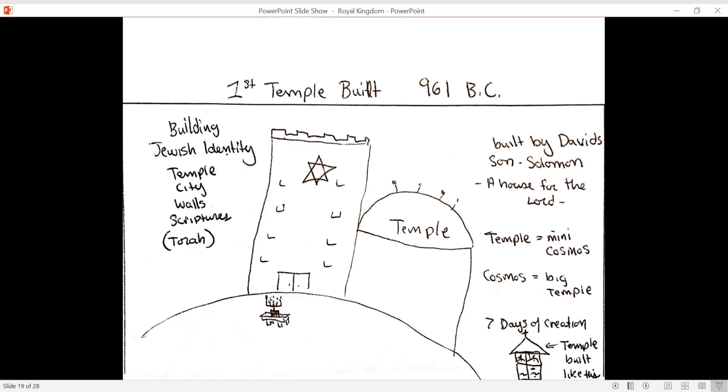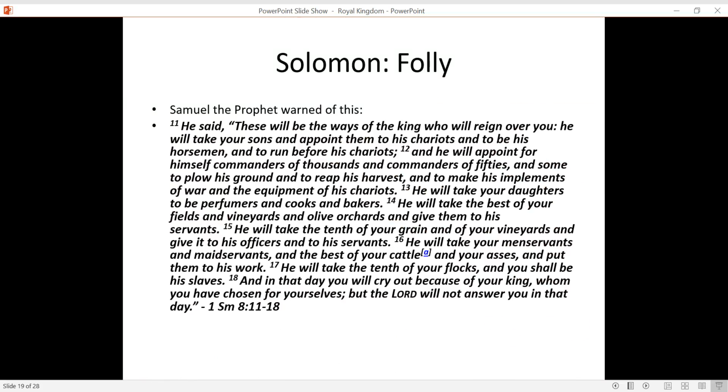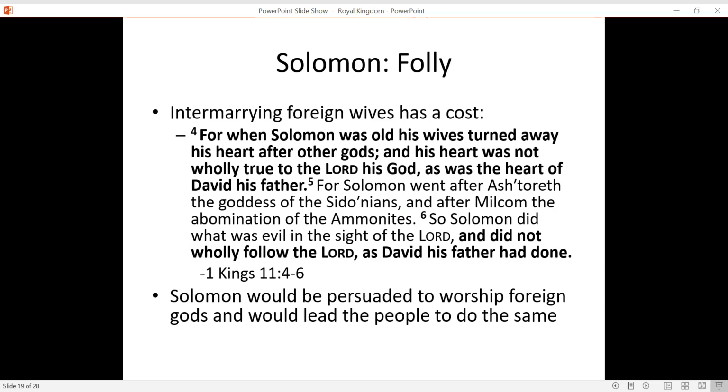In the person of Jesus, in his humanity and his divinity, it's like the temple. It's like the Garden of Eden. In the person of Jesus, God and man meet. So like the 7 days of creation, the temple is built to image Eden, and it foreshadows Jesus Christ himself. Okay, Solomon's folly, the prophet warned what would happen if you ask for that king. Way back in the book of Samuel, and Samuel was vindicated. His prophecy would come true.